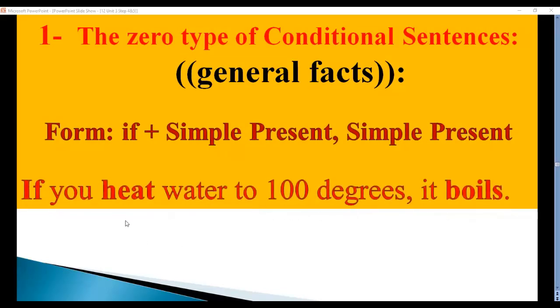Let's see here. Have a look at this example. If you heat, this is if you heat, verb 1, present simple, water to 100 degrees, it what? Boils. Take care, boils. Verb 1, present simple. So here, this verb is present simple, and this one is also present simple. Why? Because we are talking about general facts. This is the zero type. Take care, general facts. Present simple, present simple. This is present simple without S because the subject is you. This is present simple with S because the subject is it.